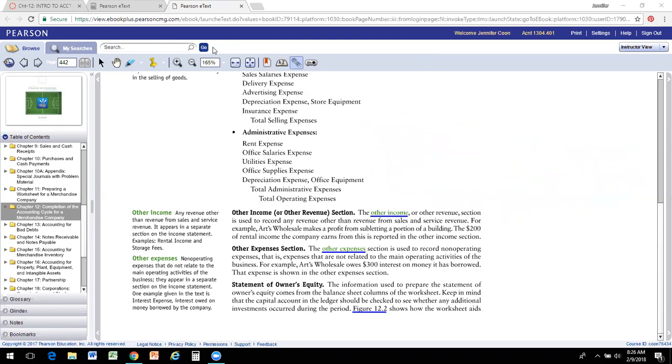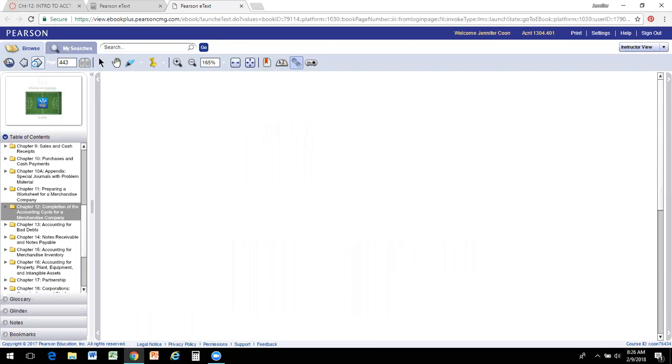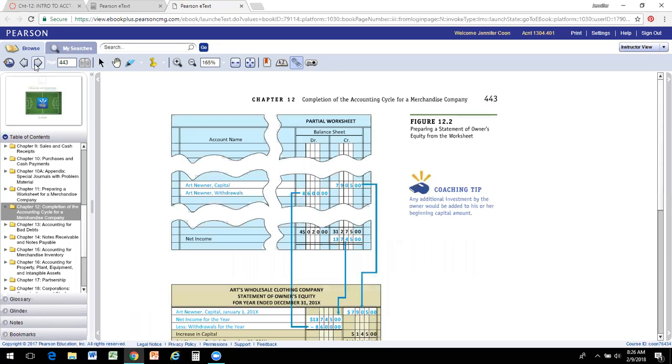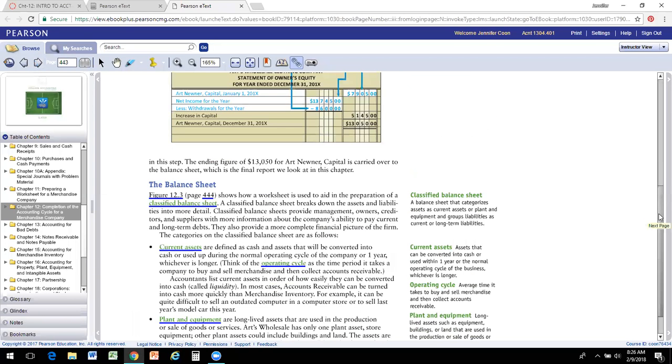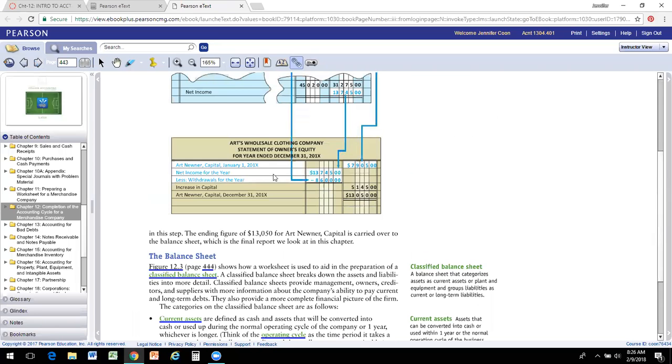And let's see what's on the next page. I think they're going to go into the statement of owner's equity. So they show you a little bit of that there. Not much. They just kind of show you the beginning, net income, less withdrawals, whatever increase in capital. They kind of have it in a different order than I did, but it still works the same. And then they got that ending balance.